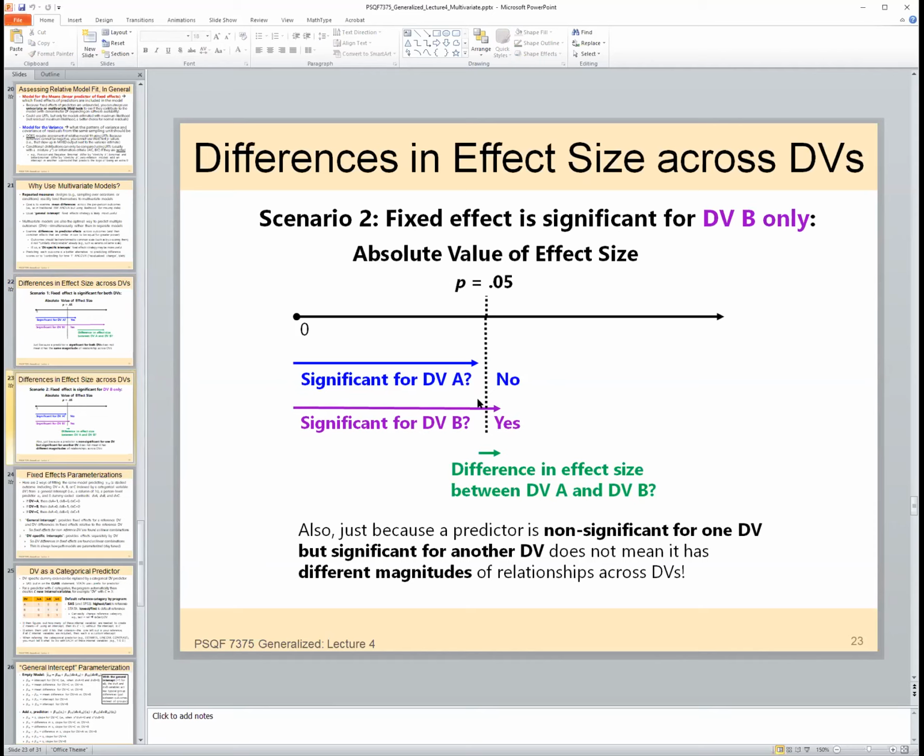Likewise, what if I found a predictor had a non-significant effect for one outcome, DVA, but a significant effect for the other outcome, DVB? Does that mean that those predictor slopes are different? Not necessarily. Just because one crossed the threshold for significance and the other didn't doesn't mean that they are distinguishable. Again, the test of whether those slopes are actually different has to be done within a model where you can get a standard error for the difference.